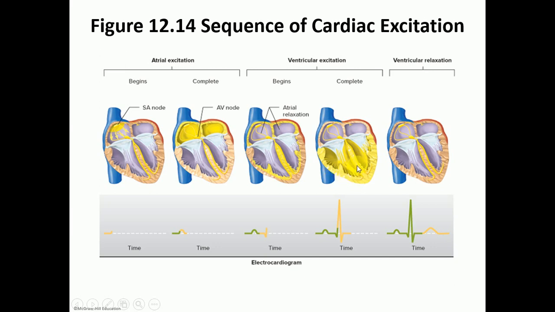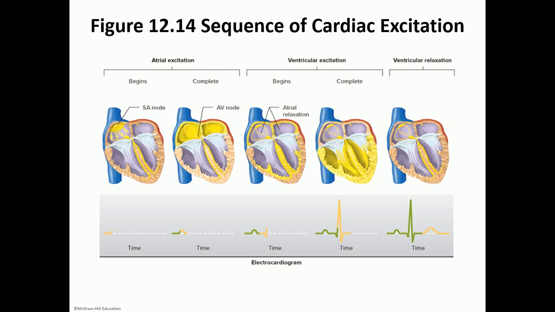That'll lead to ventricular contraction. Ventricular contraction will be recorded on an EKG as this complex known as the QRS complex. And then when the ventricles relax, you'll record that electricity as this final wave known as the T wave. Okay, T as in Tom.